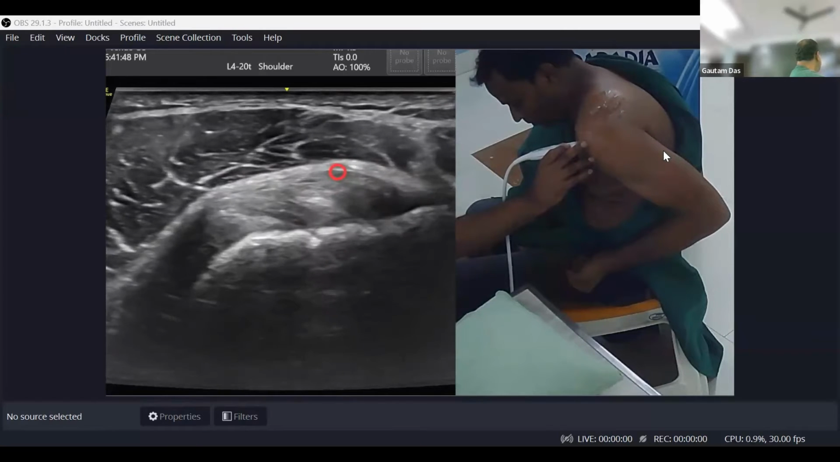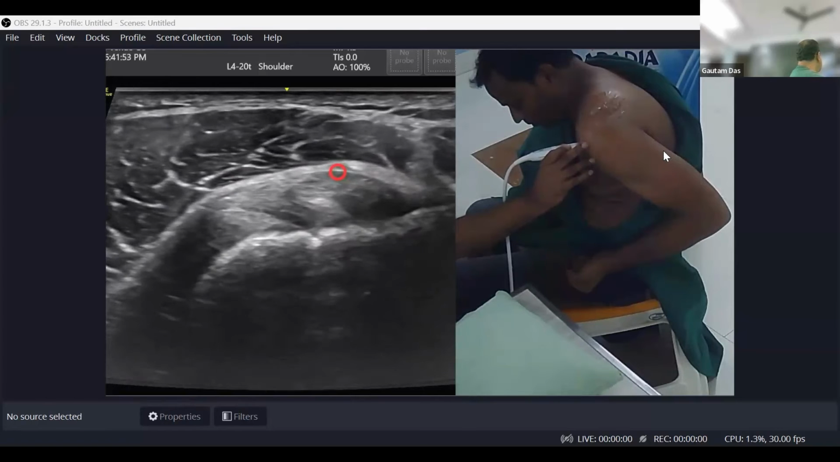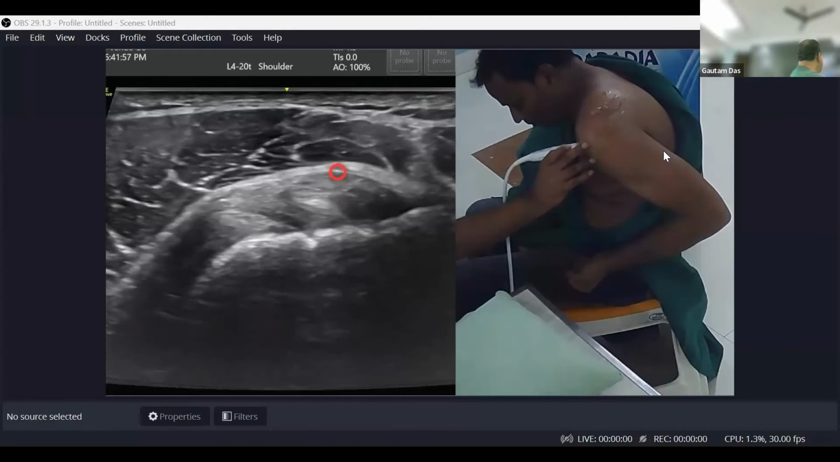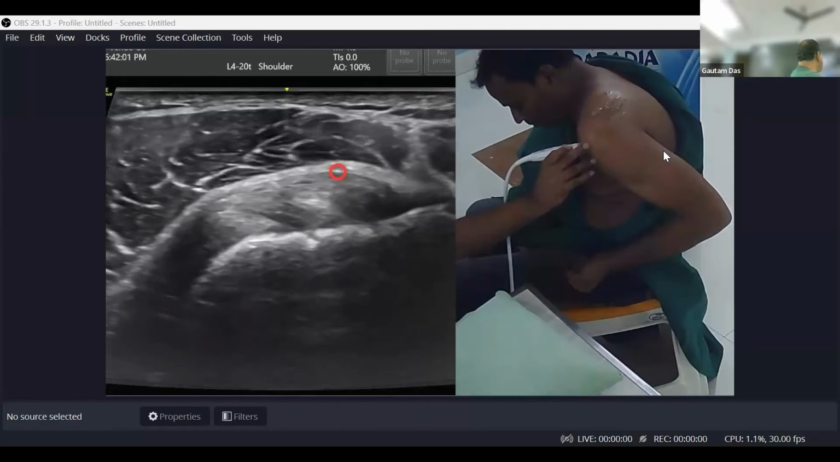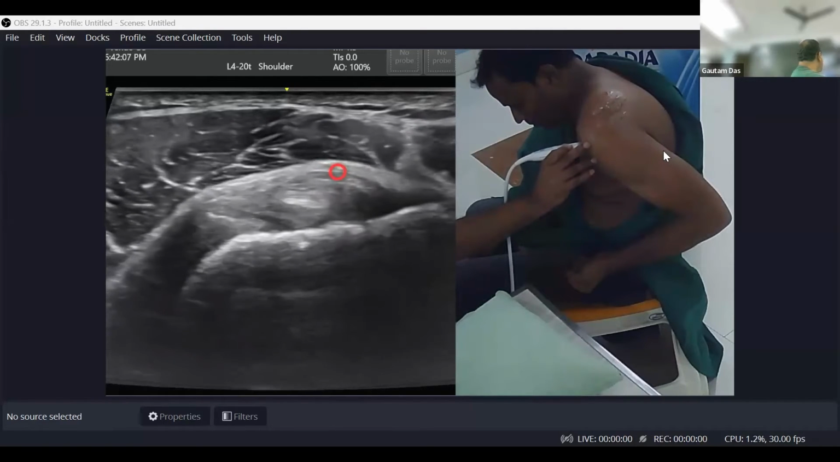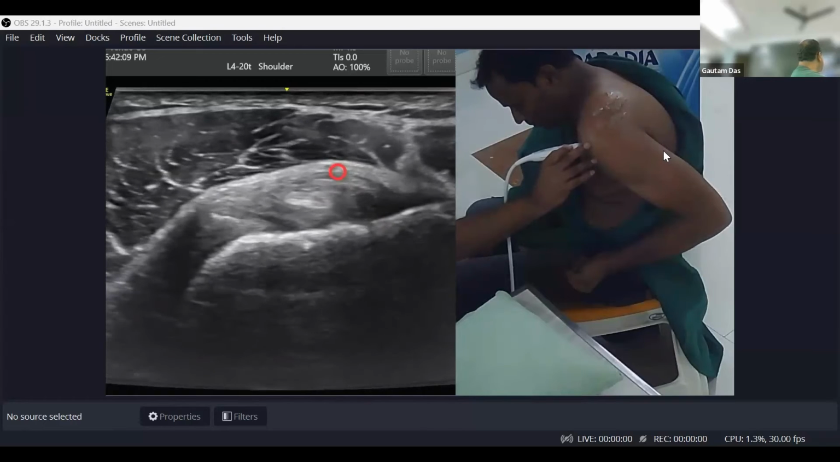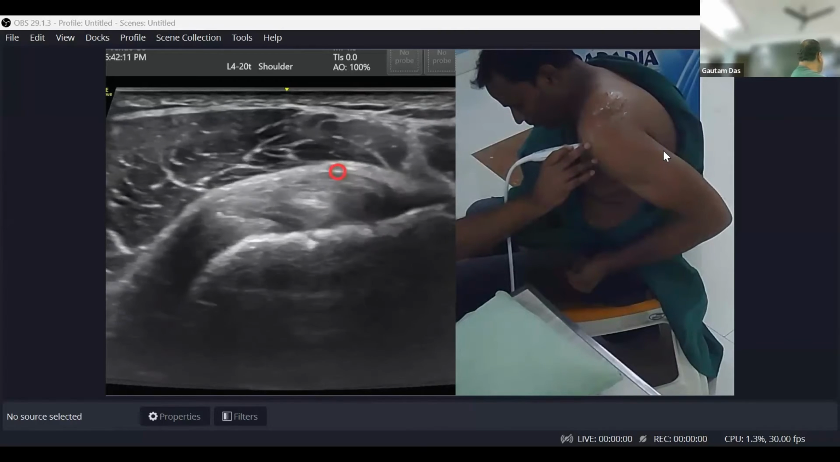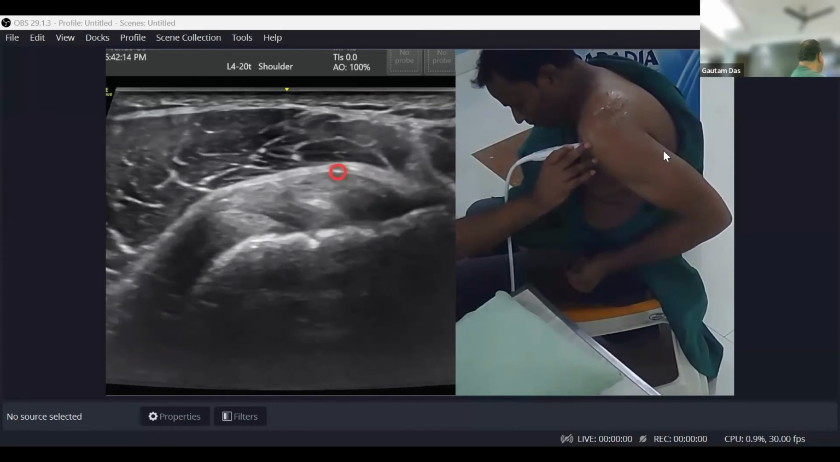But if we search the literature, exactly how much thickness should be normal, how much thickness should be for adhesive capsulitis, there are lots of debates. You just search the literature and see. Some literature says 2 millimeter, some say 3 millimeter, 1.7 millimeter, a lot. So there is basically no definitive guideline or protocol at which thickness is normal and which is abnormal.